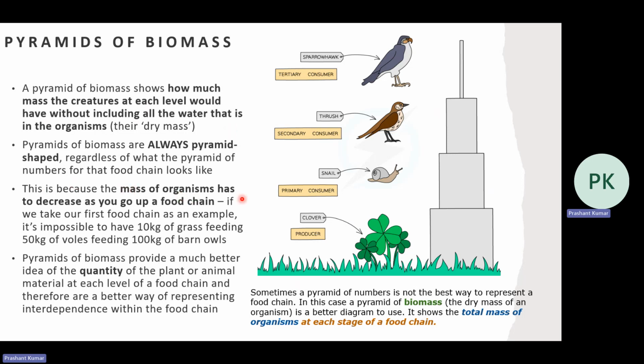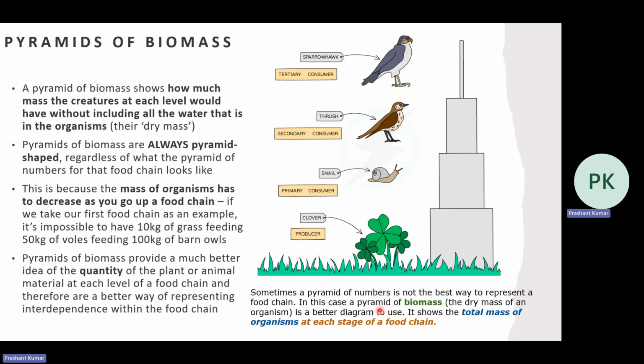This is because the mass of organisms has to decrease as you go up a food chain. If we take our first food chain as an example, it is impossible to have 10 kg of grass feeding 50 kg of wolves, feeding 100 kg of cows. Of course, not possible. So pyramid of biomass provides a much better idea of the quantity of plant or animal content at each level of the food chain, and therefore it is a better way to represent interdependence within the food chain. That is also a big reason why pyramid of biomass is significant.